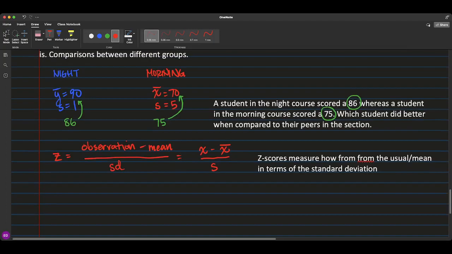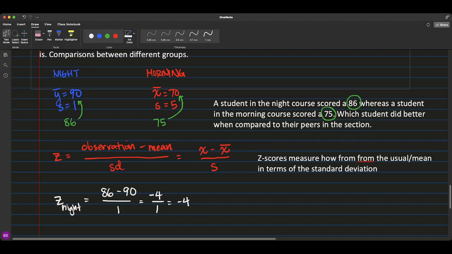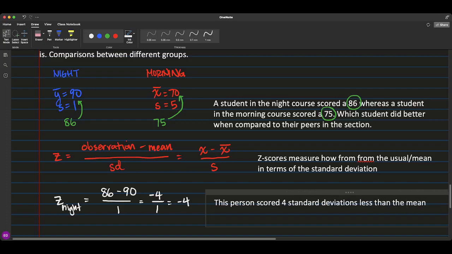So let's do the z-score for the night person. So we're going to do the z-score for the person in the night section. So what was the observation for the person in the night section? 86. That was their score. What was the average from that class? 90. And then what was the standard deviation? 1. 86 minus 90 is negative 4. And negative 4 divided by 1 is negative 4. So what does this negative 4 mean? It means this person scored 4 standard deviations less than the mean. So if the mean is what's typical, they scored below average. And how much did they score below average? 4 standard deviations.